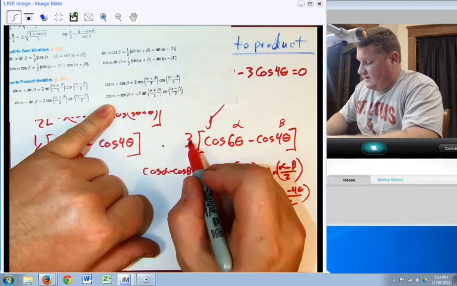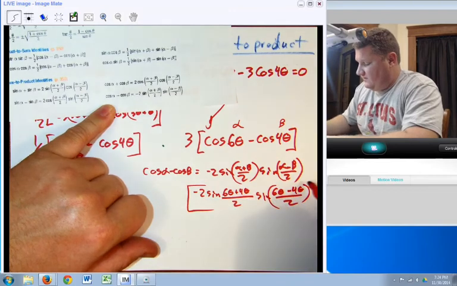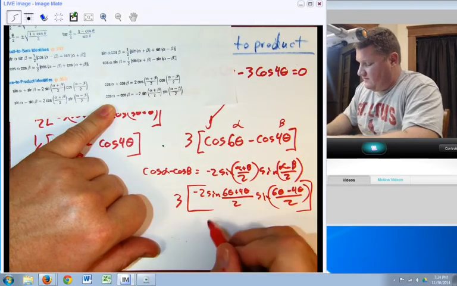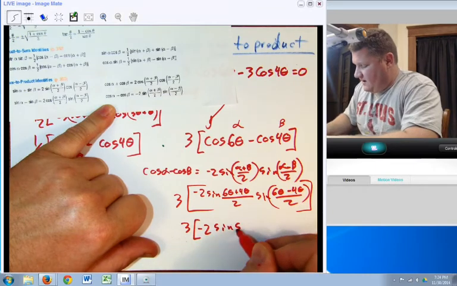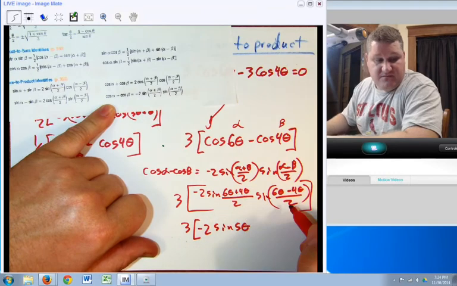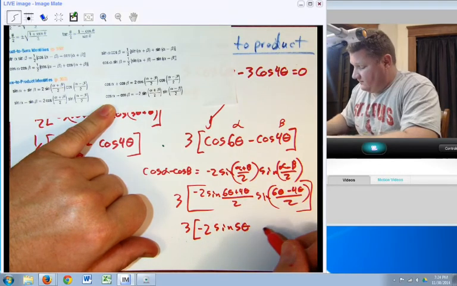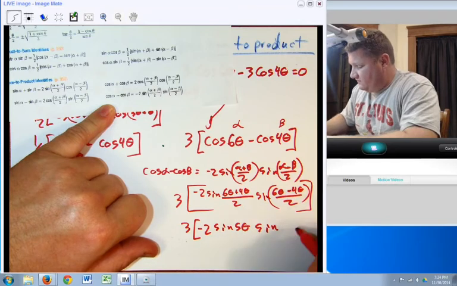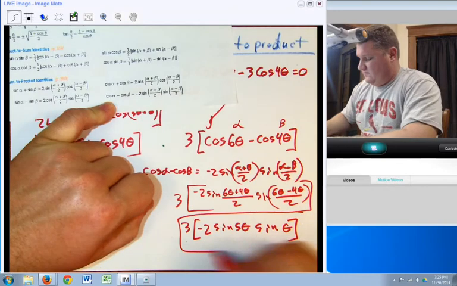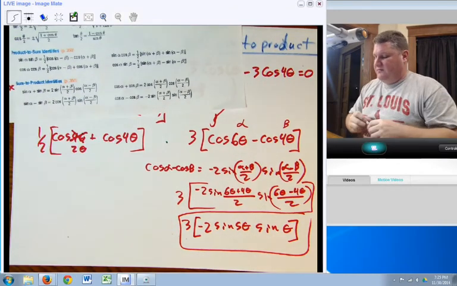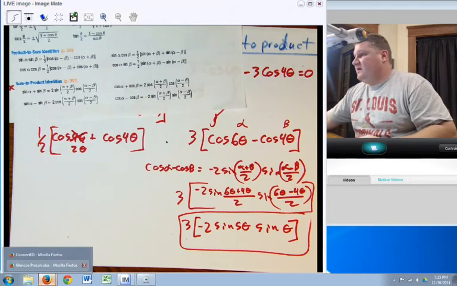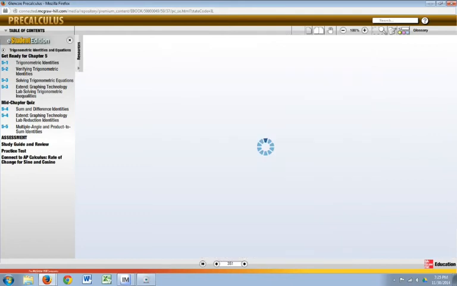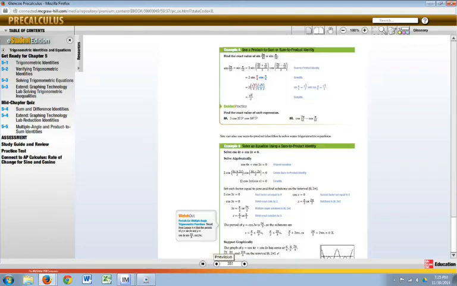And just because I had my 3 out here to begin with, I need to slap another big 3 on the front of it. So I have 3 times -2 sine 5 theta, because 6 plus 4 is 10 and divided by 2 is 5. Sine 2 theta divided by 2 is theta. There we go. And that's my answer for that. So you still need to be able to put them to work. A lot of times they're kind of pointless because what you really have is a combination of previous theorems.